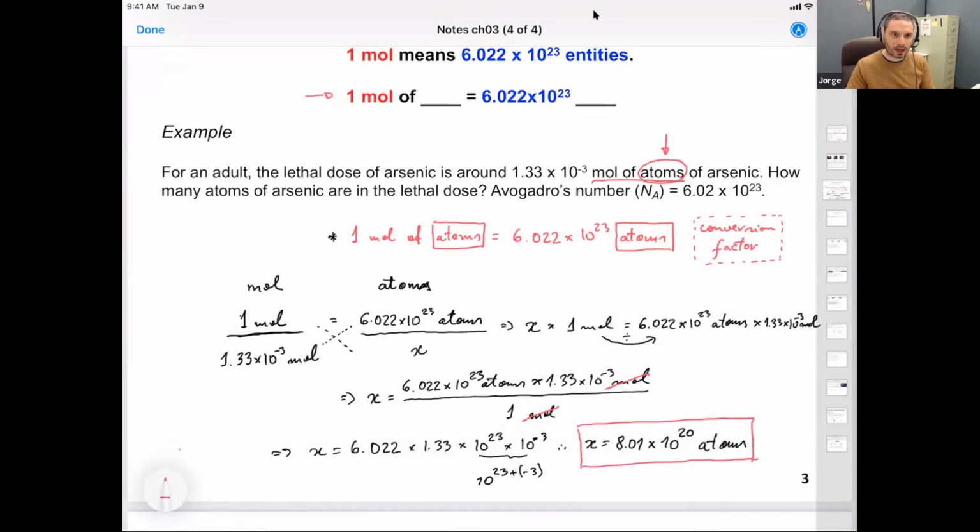Another thing you must pay attention to is the number of sig figs. Remember that the conversion factor will never count for the number of sig figs because it's something we are sure about. Therefore, the determining factor for the sig figs is this number over here. And for this number, we have 3 sig figs. That's why we are representing the result with 3 sig figs.